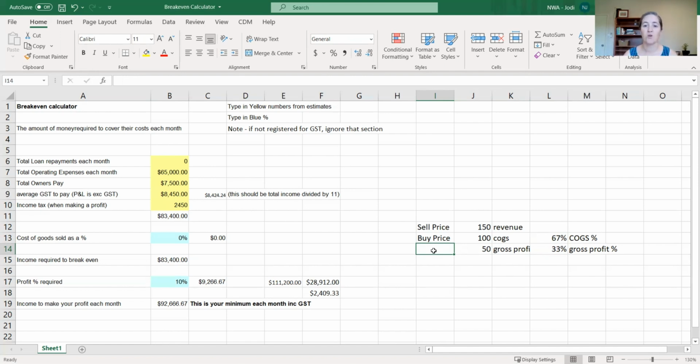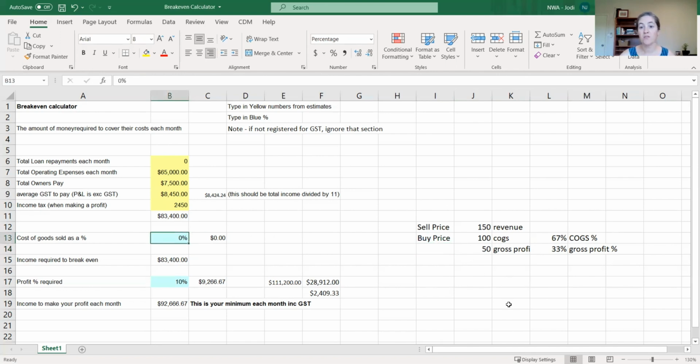So make sure if you do have cost of goods sold, use this part of the calculator to run through and work out what your cost of goods percentage is. And you can do the same just looking at your profit and loss statement if you've got the right figures in the right spot. Okay, so moving back over here.